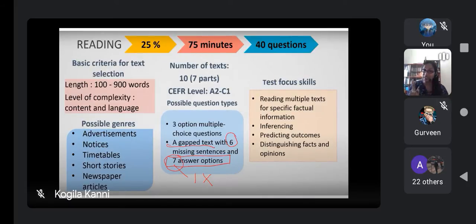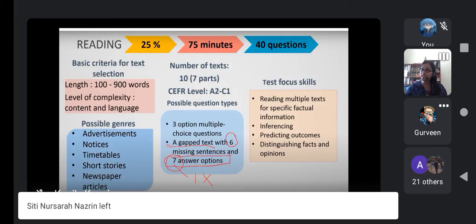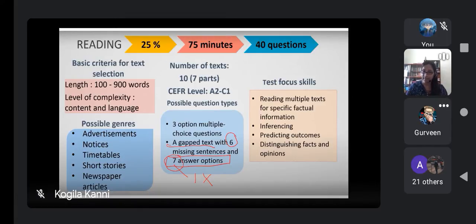In your passage, you have 6 gaps. You know what gaps are? They take away the sentence, right? 6 gaps, but they give 7 answers. 1 is irrelevant. Simple maths, guys. When 1 is irrelevant and you didn't pick that answer, God bless you. Good. You picked all the answers which are relevant.